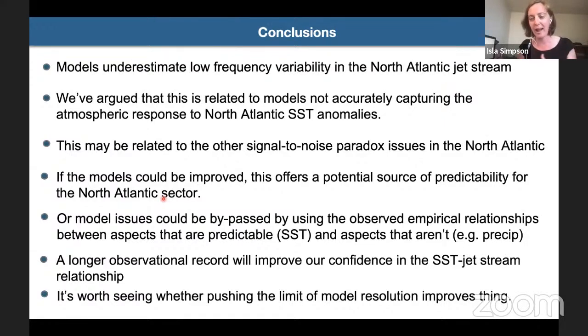If we can't do that, we could also try and bypass this issue by looking at what is predictable, like the SSTs, and then using the observed relationship with the SSTs. If we have a longer observational record, that's going to improve our confidence in this connection. And I think it's worth seeing whether pushing the limit of model resolution improves this.